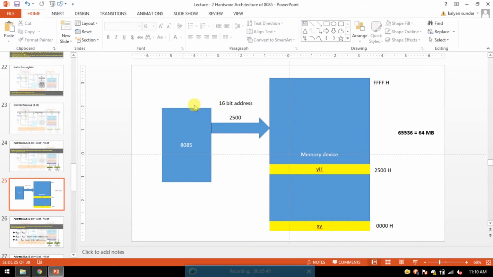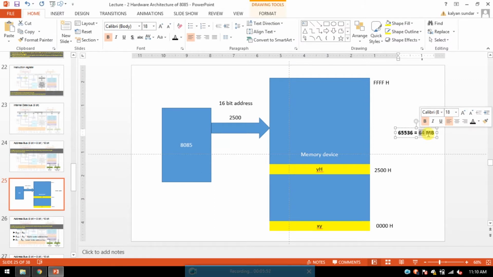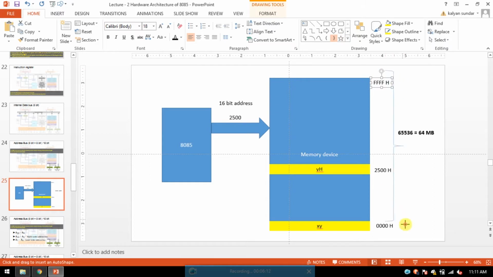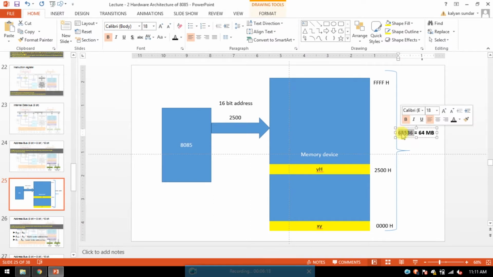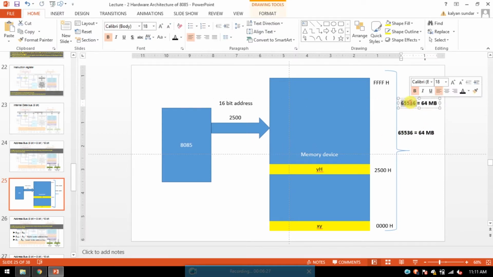We are using several gigabytes of RAM and ROM devices nowadays, but you can see that the microprocessor is able to produce a 16-bit address. So 16-bit address means possible addresses starting from 0000 to FFFF, which stands for 65536. 65536 is equal to 64 K. So 1 K is equal to 1024, so I am dividing by 1024.